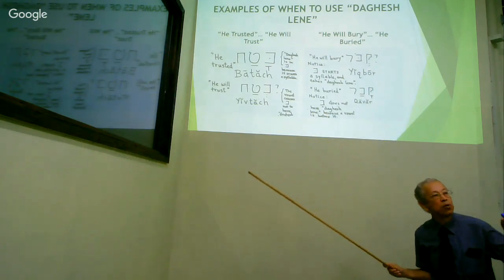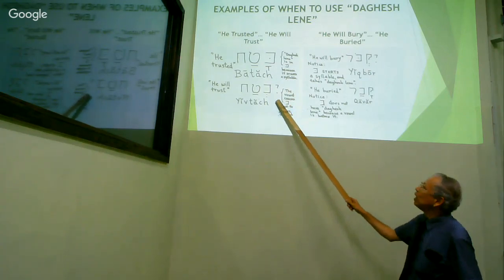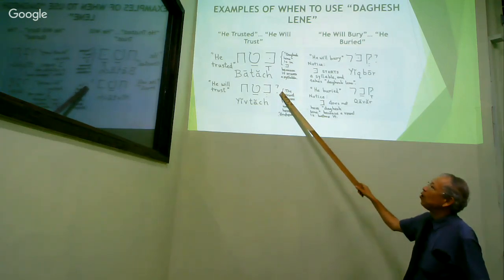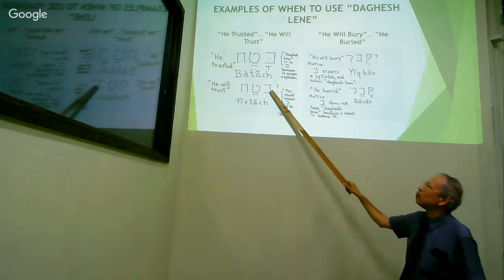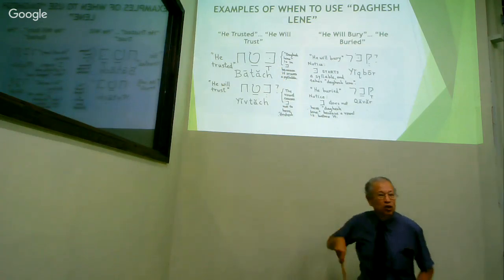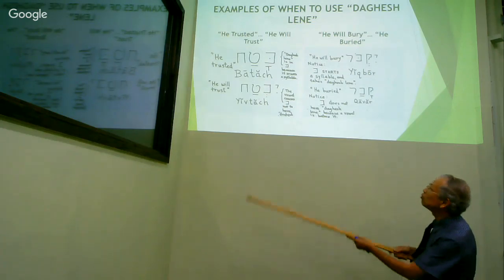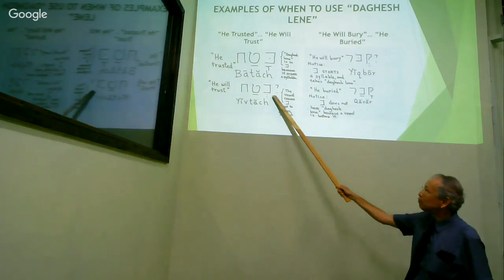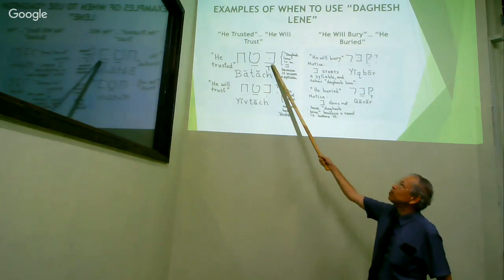But notice what happens in this example here. Yivtak, which means he will trust, there is a vowel, the short vowel Hirik, immediately before the Beth, and the Daghesh Lene has to come out. It can't stay because this short vowel will not allow it to stay. There is no vowel before this syllable, so it can stay.